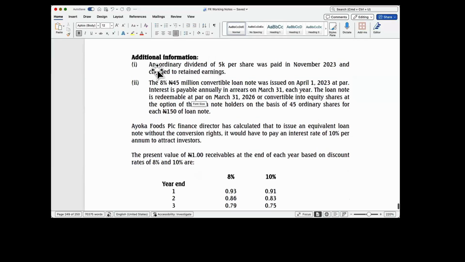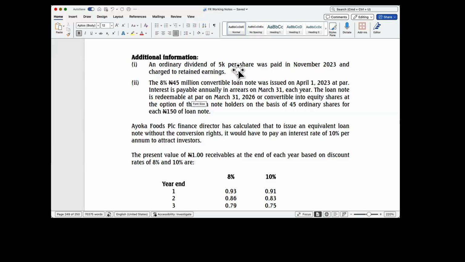So number one says an ordinary dividend of 5 kobo per share was paid in November 2023 and charged to retained earnings. So they paid dividend in November 2023 and they have already charged it to retained earnings. Since the year end is March 2024, November 2023 is during the year, right? They pay dividend and they already charged to retained earnings.